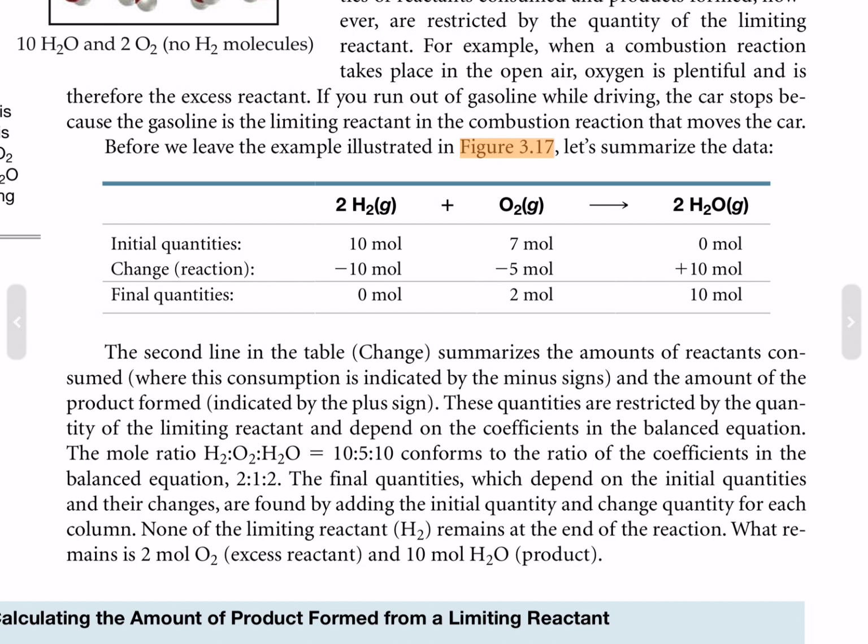The mole ratio of hydrogen to oxygen to water is 10 to 5 to 10, which conforms to the ratio of the coefficients in the balanced equation, 2 to 1 to 2. The final quantities, which depend on the initial quantities and their changes, are found by adding the initial quantity and the change quantity for each column. None of the limiting reactant, hydrogen, remains at the end of the reaction. What remains is 2 moles of excess reactant and 10 moles of product.